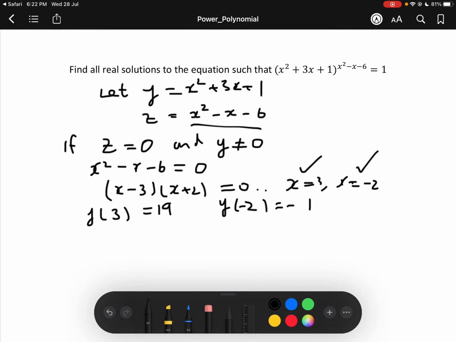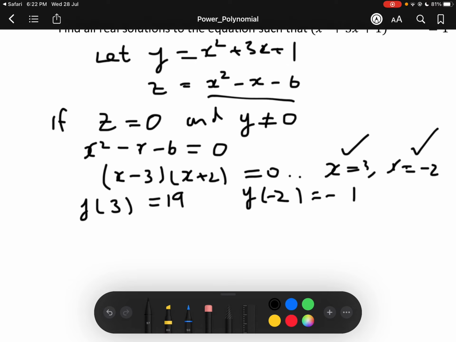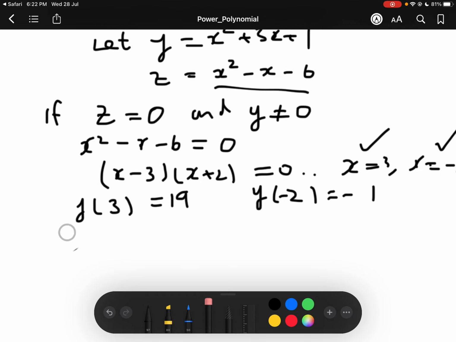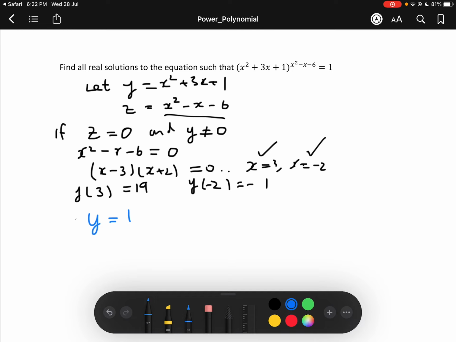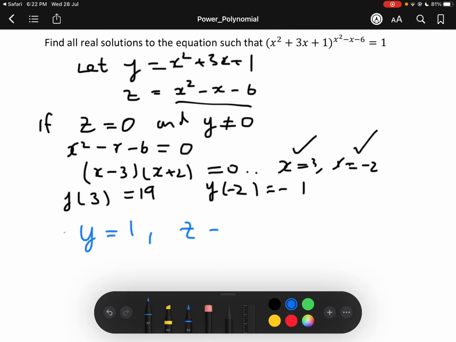Now looking at our second case, we know that 1 to the power of anything equals 1. So for example, 1 to the power of 6 equals 1, 1 to the power of −4 equals 1. So if I put our second case in a different color, say blue, if y equals 1, and z can be any real number, then our equation is satisfied, okay?